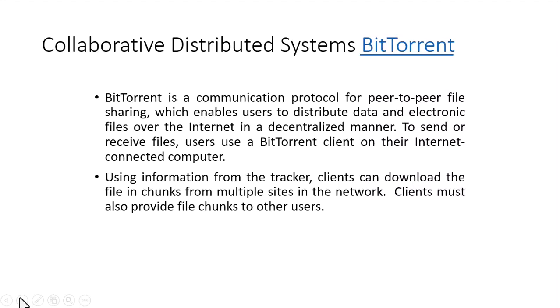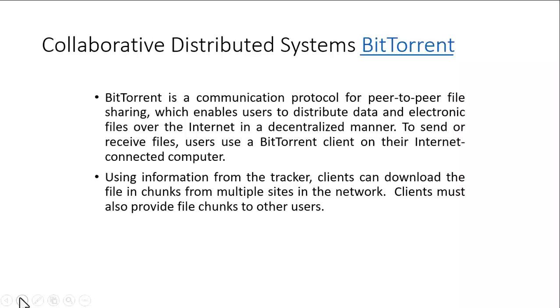So let's take the example of BitTorrent, which is a distributed system and works on the decentralized architecture style. BitTorrent is a communication protocol for peer-to-peer file sharing, which enables users to distribute data and electronic files over the internet in a decentralized manner. To send or receive a file, users use a BitTorrent client on their internet-connected computer.